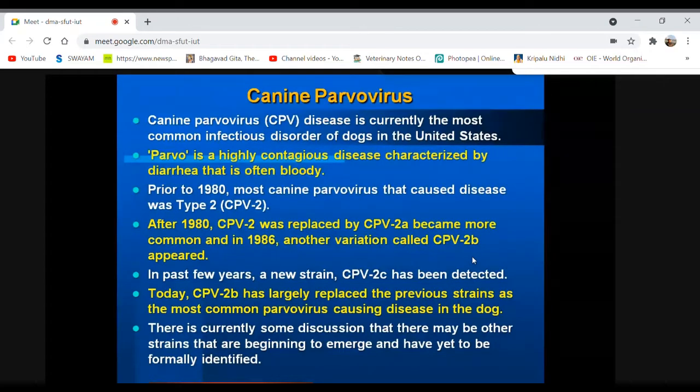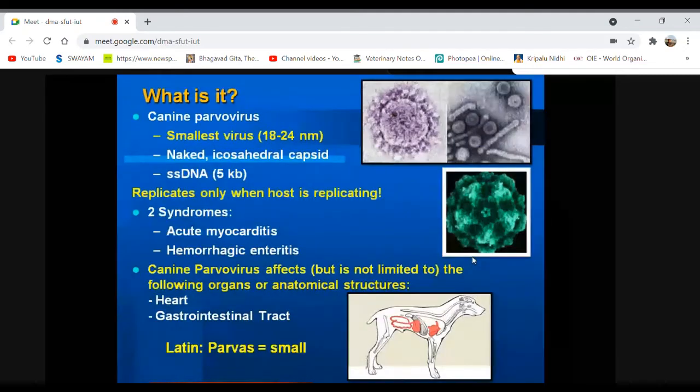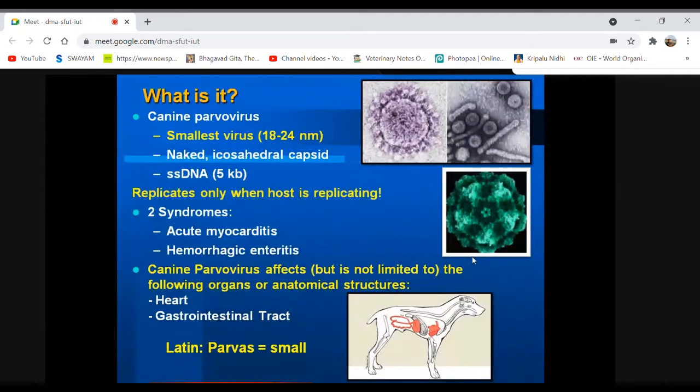So that is the main cause of that. That's why it is very important to understand and know this disease. It is caused by a virus known as Canine Parvovirus, and it has two different types of syndromes: it may be acute myocarditis or hemorrhagic enteritis.